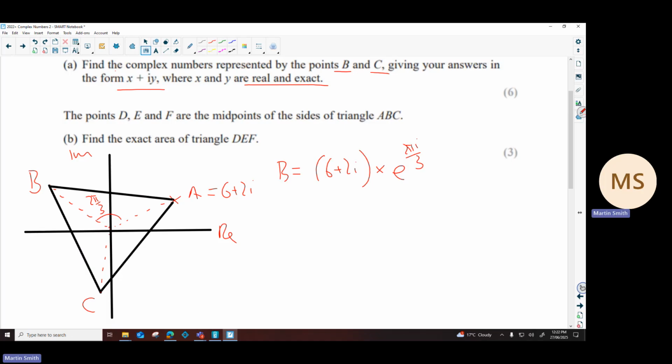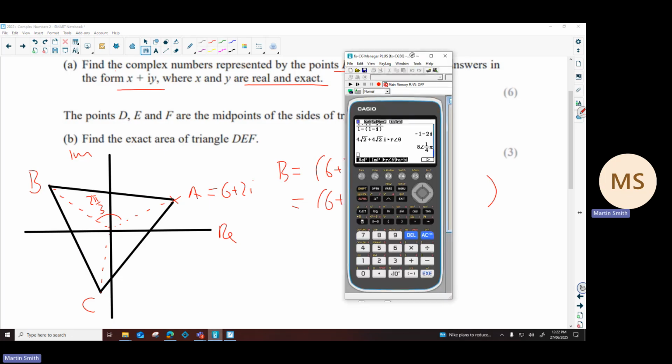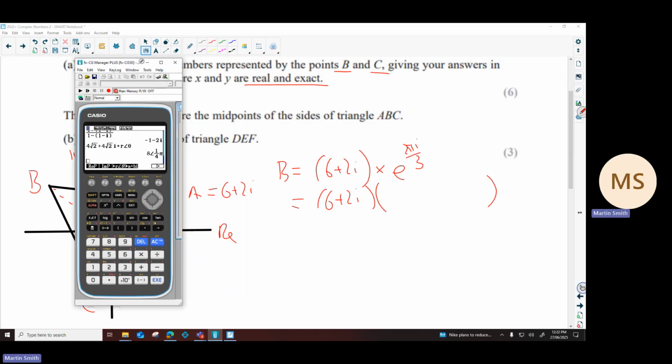So I'm going to use my calculator to help me out with this a lot. I need to give my final answer in x plus yi form. So I'm going to convert e to the 2 pi i over 3 into that form. You can do that on your calculator by saying it is a complex number whose modulus is 1 and whose argument is 2 pi over 3. And that gives you that. So that's what that is. It's minus a half plus root 3 over 2 i.